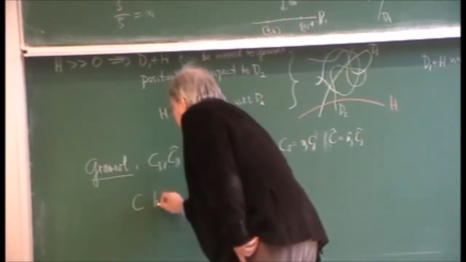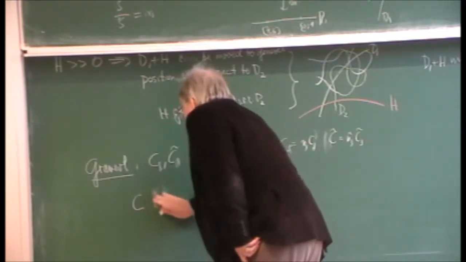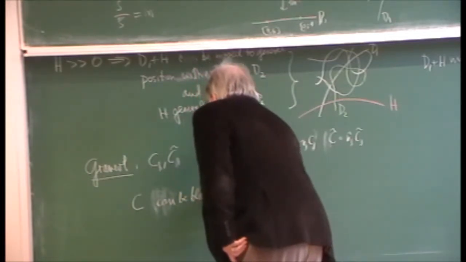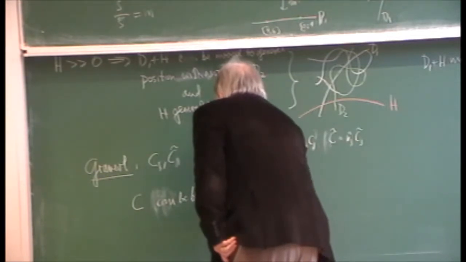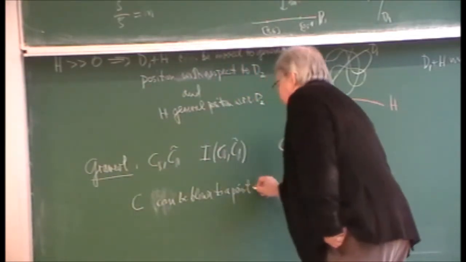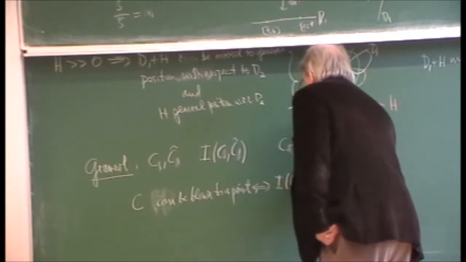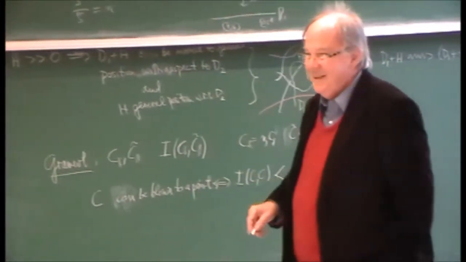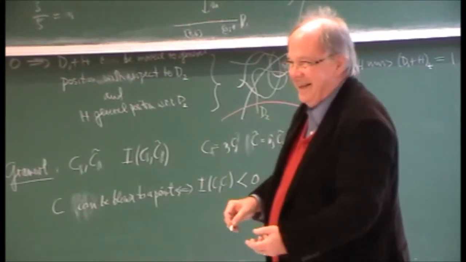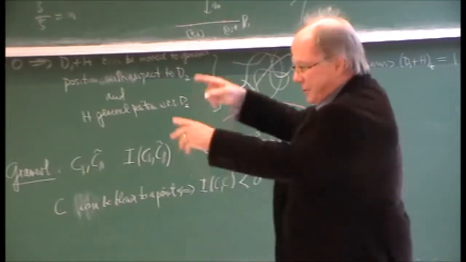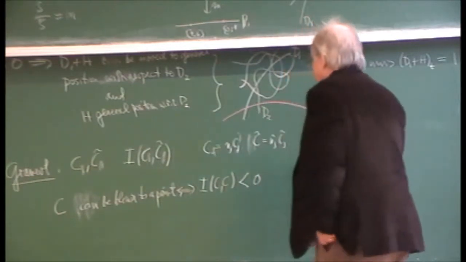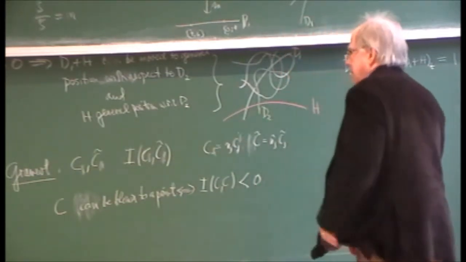that C can be blown down to a point, of course, highly singular in general, if and only if the intersection matrix of the self-intersection is negative definite. That's an incredibly beautiful theorem. You have a very complicated thing with self-intersection numbers and intersection numbers with each other. That's some huge matrix of integers. And you can blow it down to a point, which is this.